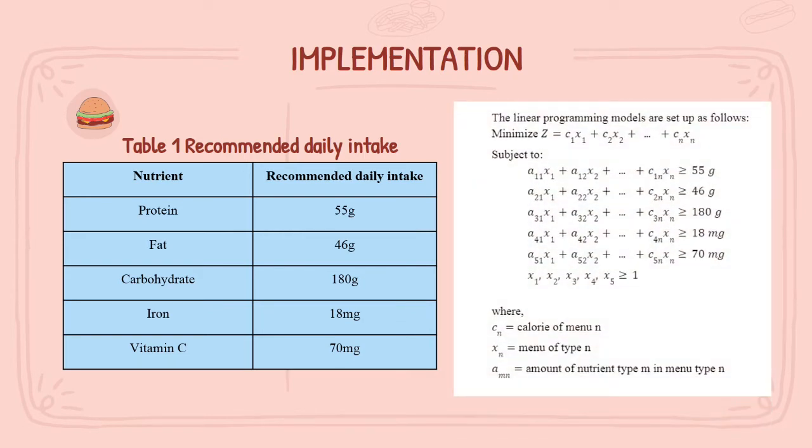The linear programming models are set up as follows. Minimize X, where Cn is calorie of menu N, and Xn is menu of type N, and Amn is amount of nutrient type in menu type N.